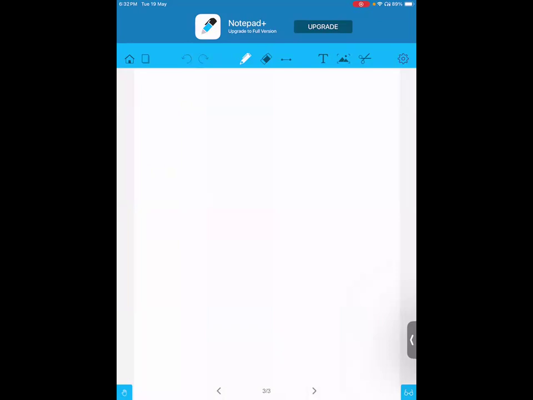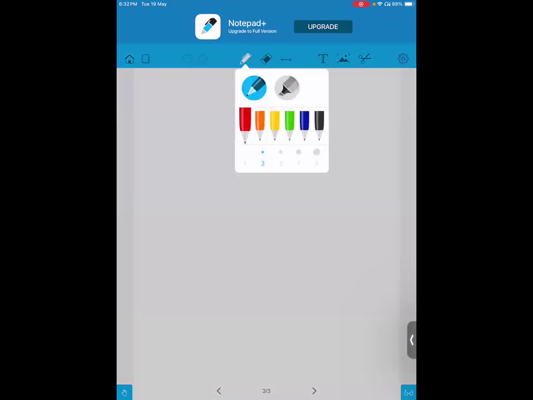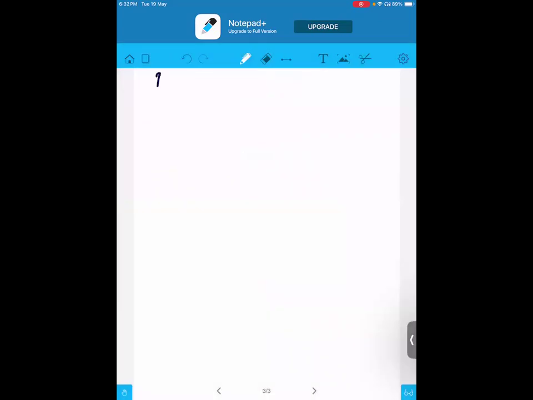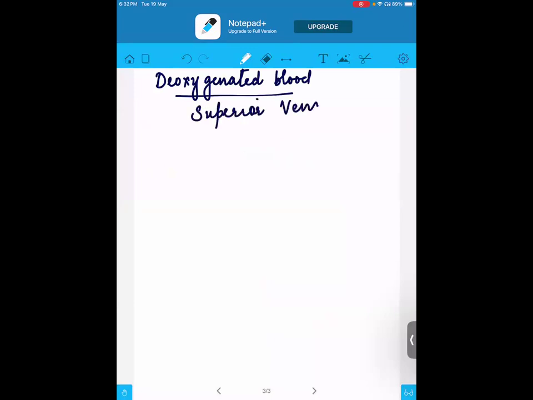So in the flowchart form, if we need to write it, then first I'll write the deoxygenated blood. Now, deoxygenated blood has to enter into the heart. So it enters into the heart by the superior vena cava.